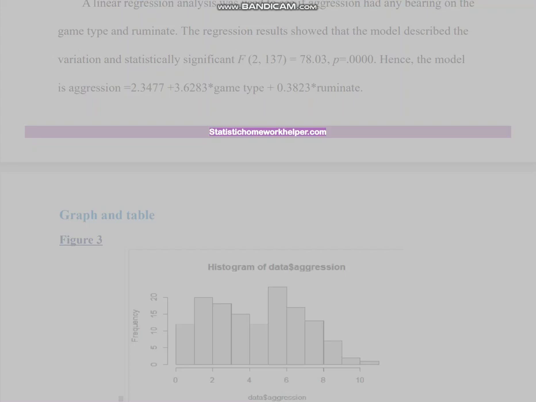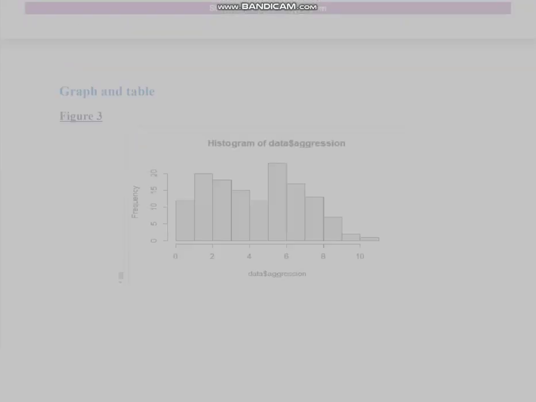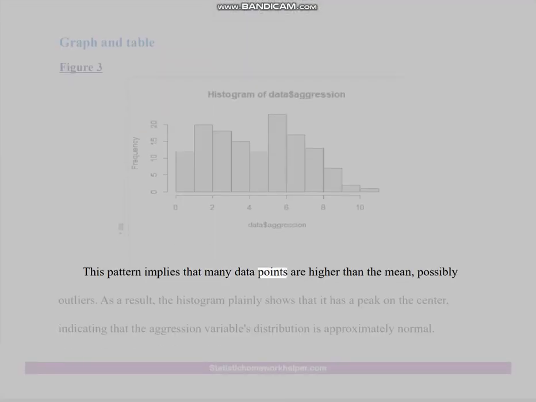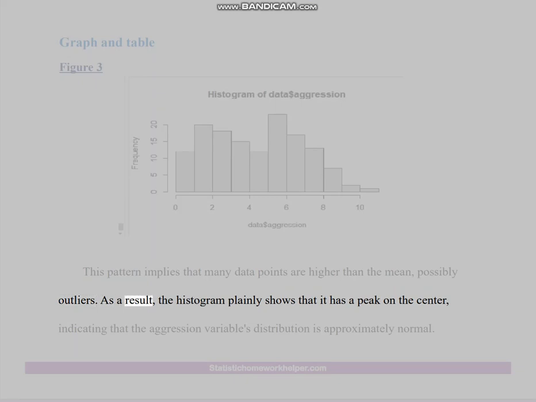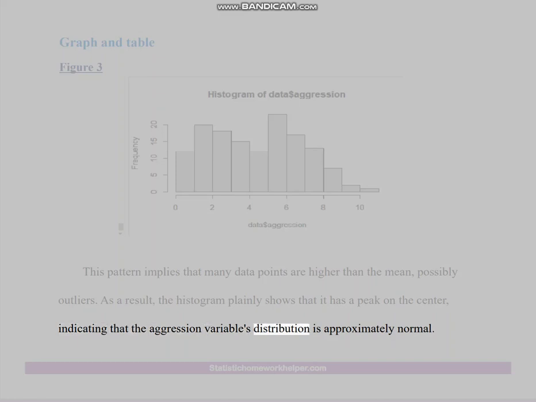Graph and table, Figure 3. This pattern implies that many data points are higher than the mean, possibly outliers. As a result, the histogram plainly shows that it has a peak in the center, indicating that the aggression variable's distribution is approximately normal.